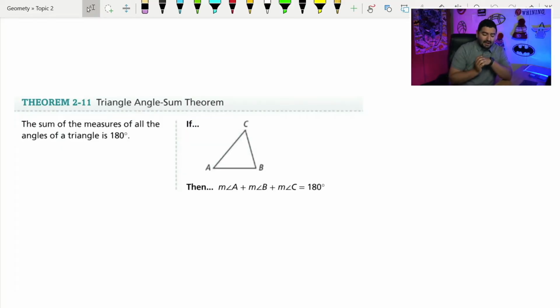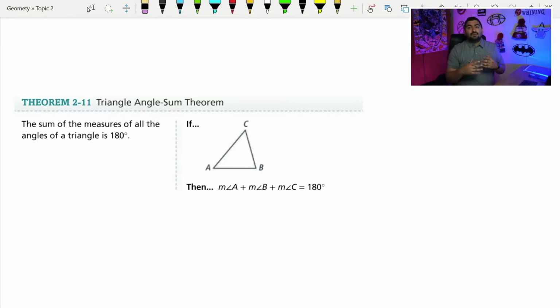So, our Triangle Angle Sum Theorem. It says that the sum of all the angles of a triangle is 180 degrees. So if this is our triangle, we would know that the triangle angles A, B, and C should add up and equal 180 degrees. And we use this a lot of times to find the measurement of one angle that we do not have.